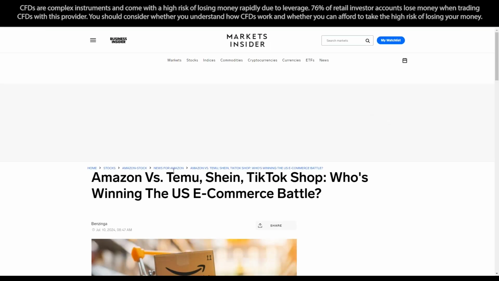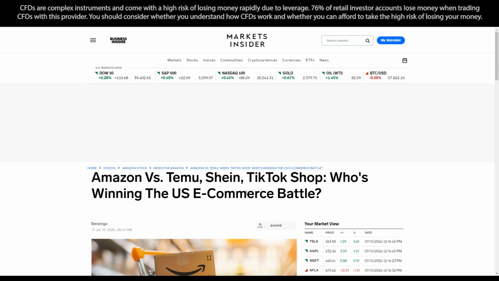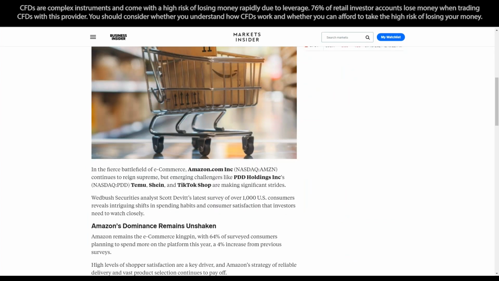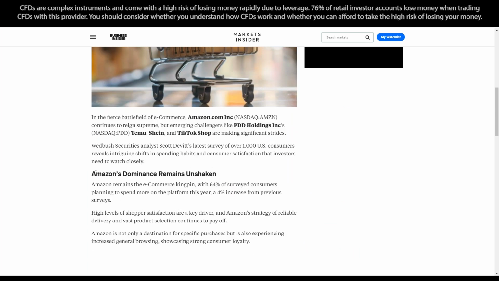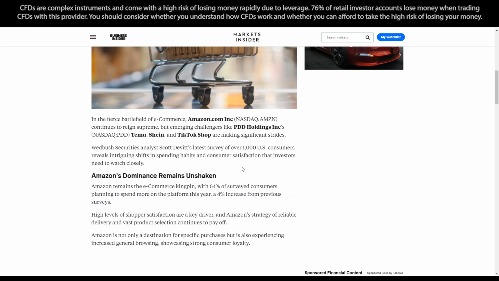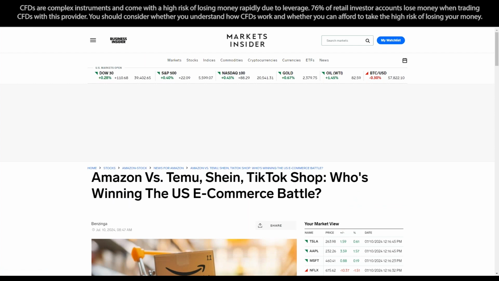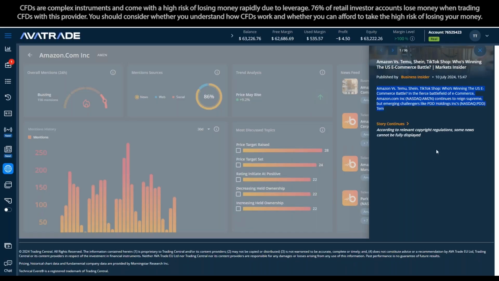Okay, Amazon versus these other companies. Who's winning the US e-commerce battle? And you could go on and read. I think this goes on to say Amazon's dominance remains unshaken. So it seems like this is a bullish article for Amazon, but you can read the article straight from the source. In this case, Business Insider is giving us that information in the Market Buzz. And it's an article that came out just a little while ago, so it's fresh, fundamental news.